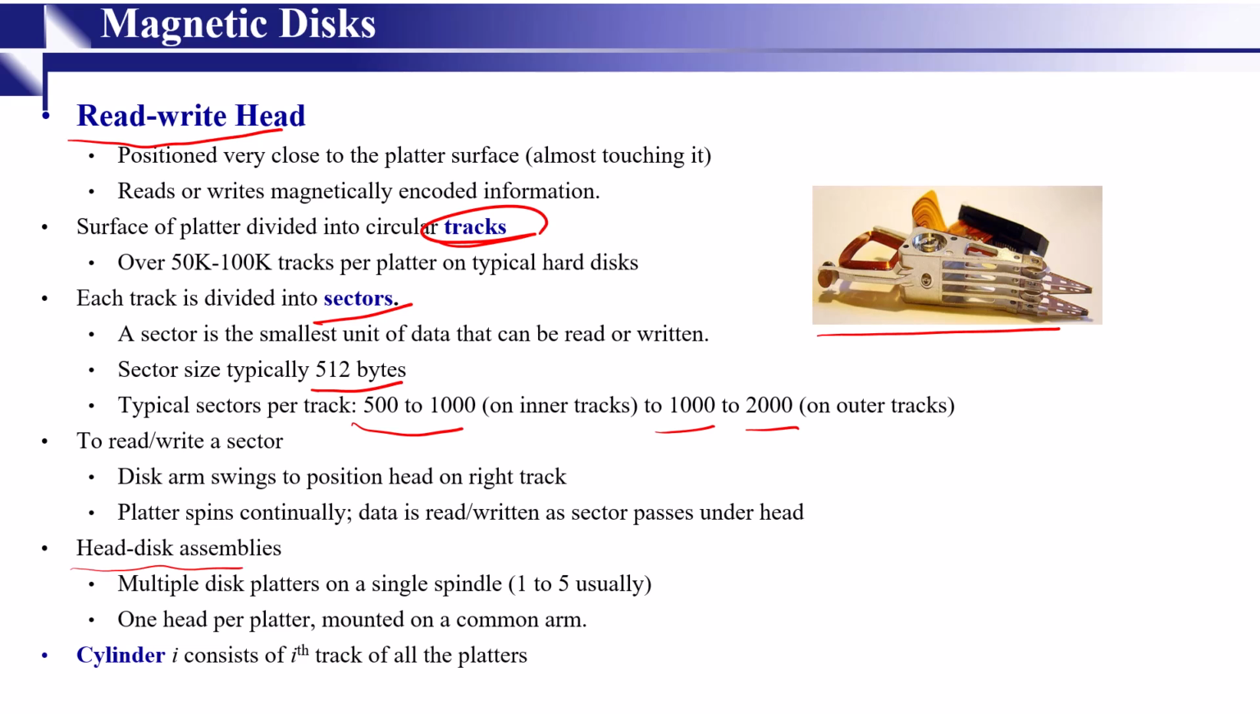A hard disk typically has multiple platters mounted on a single spindle, usually between 1 and 5 platters. And each platter has its own read and write head, all mounted on a common arm. When accessing data, the system considers all the tracks on different platters that align vertically as a cylinder. So, for example, cylinder i can consist of the i-th track on all platters.